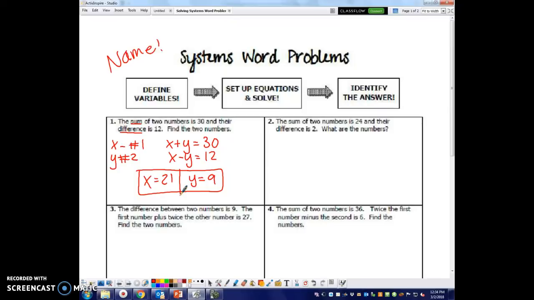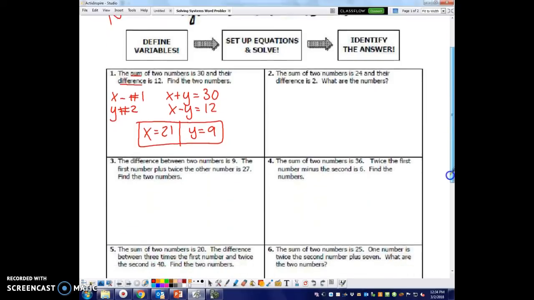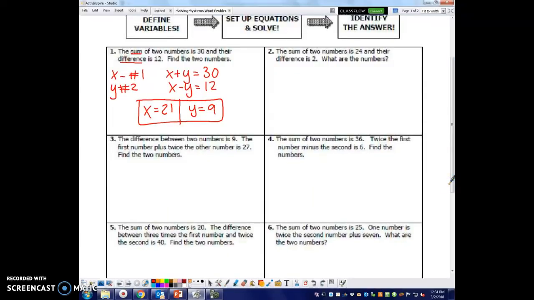Number 3 says the difference between two numbers is 9. The first number plus twice the other number is 27. Find the two numbers. So it says the difference between two numbers is 9. So x minus y will give you 9. Okay. It says the first number plus twice the other number is 27.